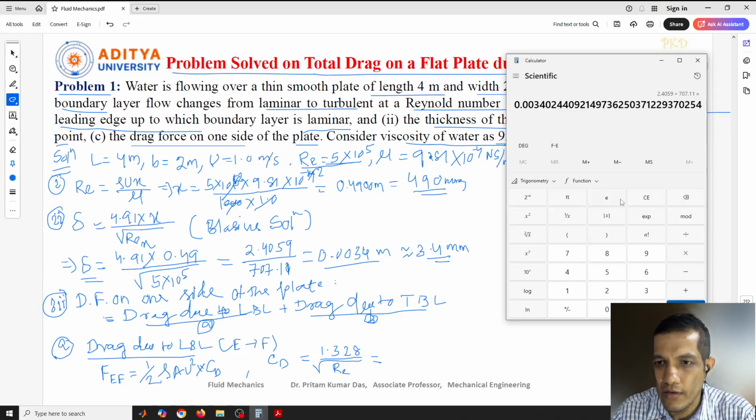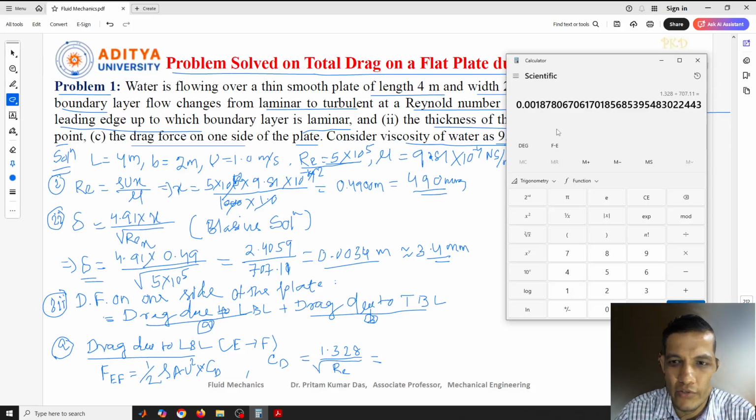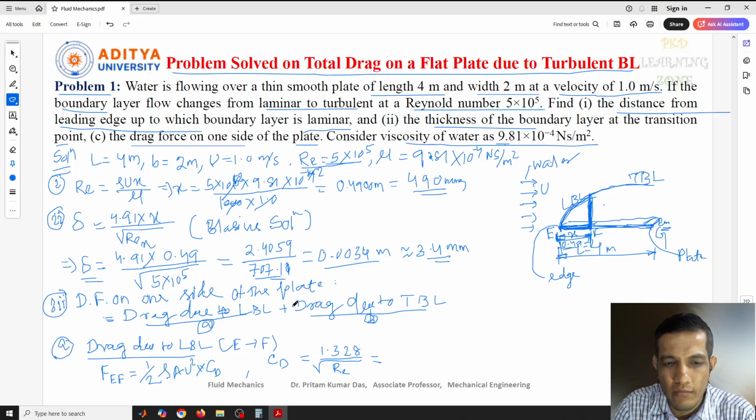Let's solve this: 1.328 divided by 707.11 gives 0.001878. I have written this directly because the square root of the Reynolds number was already identified. So this is the CD value.